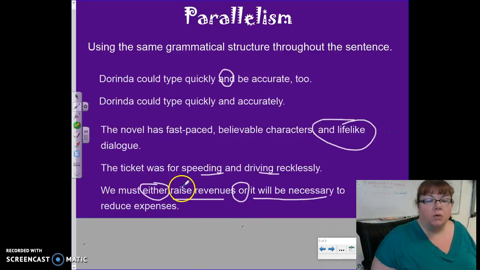So this one goes verb, noun. So this other one needs to go verb, noun. And we have all this excess here. So instead here it goes, we must either raise revenues or reduce expenses. You can just get rid of this part of the sentence and be completely okay, because you're going verb, noun, verb, noun. So it fits there within the structure itself.